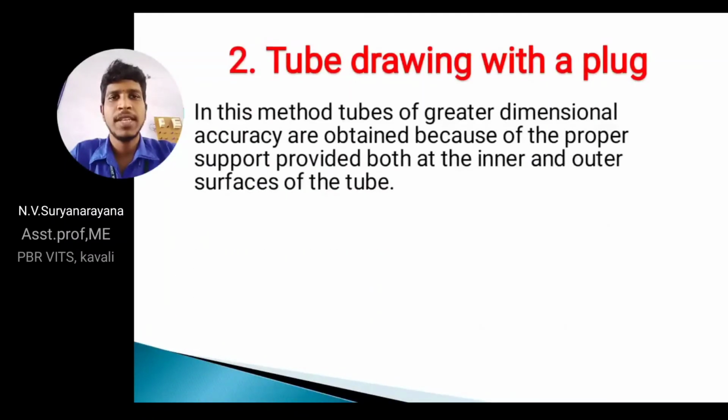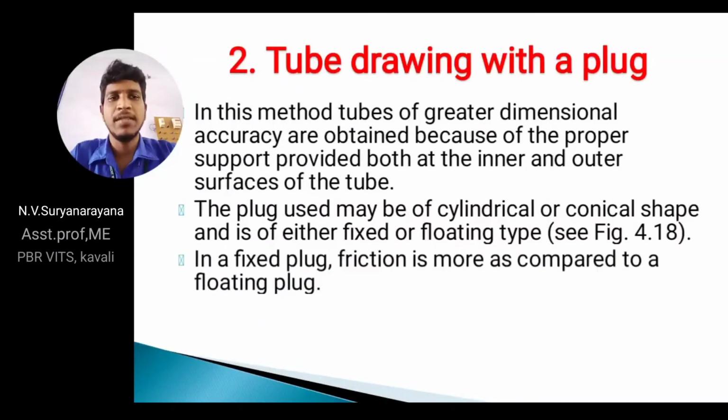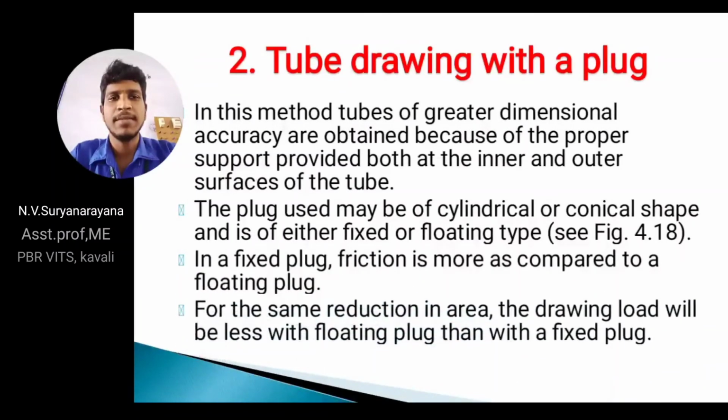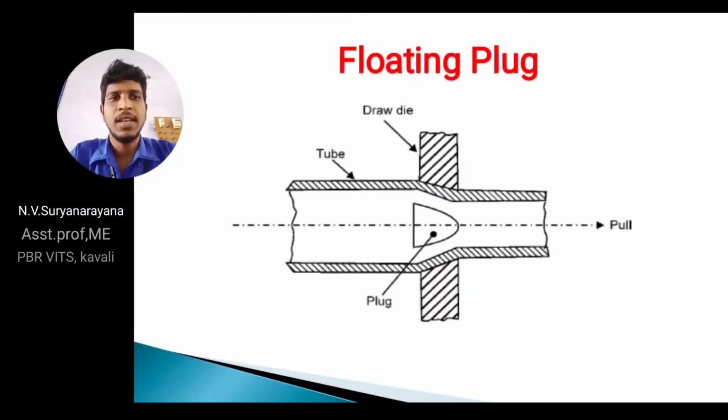Tube drawing with a stationary plug. By following this method, greater dimensional accuracy is obtained because of the proper support provided at the inner and outer surfaces of the tube. The plug may be cylindrical or conical in shape, either fixed or floating type. In a fixed plug, friction is more as compared to a floating plug. This one is the figure for a fixed plug. By supporting the inside and outer sides, the dimensional accuracy is very good with fixed plugs. In floating plugs, there is nothing fixed, only movement.